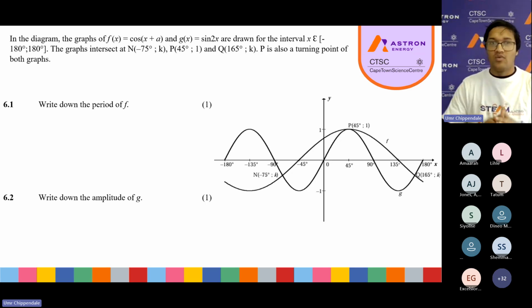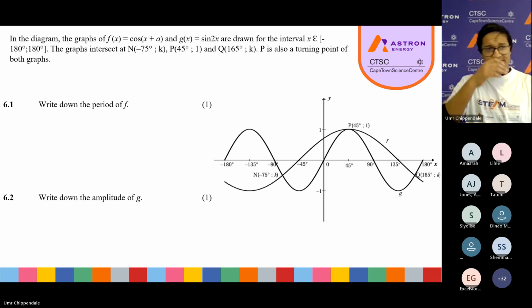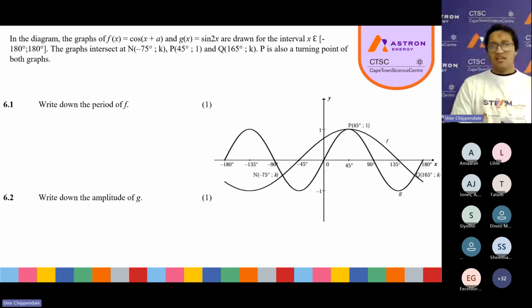So, okay, we know it intersects at places, and we know it is the turning point. Here we go. Write down the period of f, write down the amplitude of g. Both of these are worth 1 mark. Everyone, please give me that answer. Just 1 mark. Quick, quick, quick. Easy, easy, easy. The answer is on the graph already, so it should be nice and easy.